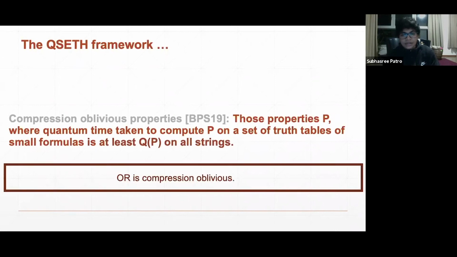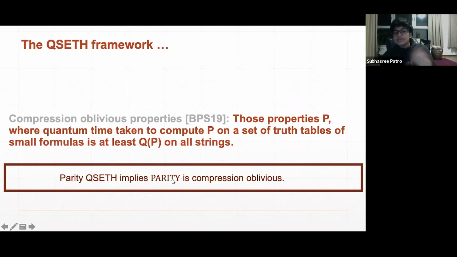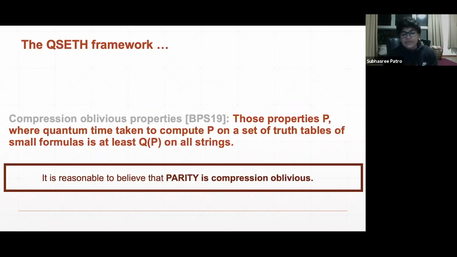Okay. So clearly from the example that I gave you before, OR is compression oblivious. Now our parity Q set that we had defined earlier will imply that parity is also compression oblivious, because we noticed that if parity Q set is true, then the time taken to compute parity on this small string will still be very high. So we could show that parity is compression oblivious. So it is reasonable for us right now to believe that parity is a compression oblivious property, because we believe that parity Q set takes 2 power n time.